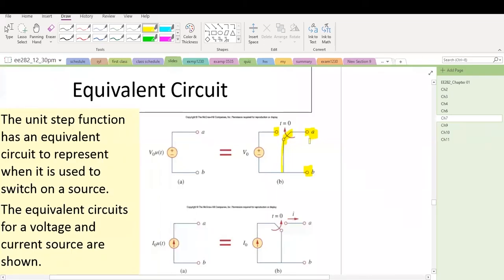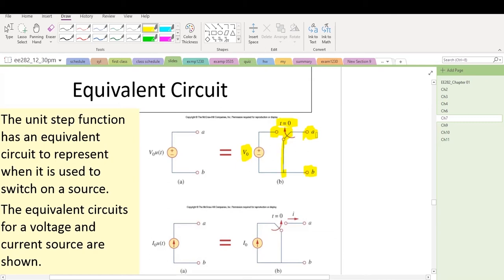Let's look at this circuit here. Terminal A and B: before time equals 0, the switch is at this position, which means this terminal has nothing there. There's no voltage here. But at time equals 0, the switch goes to this position. Then suddenly, at time equals 0, A and B have a voltage of V0 now.